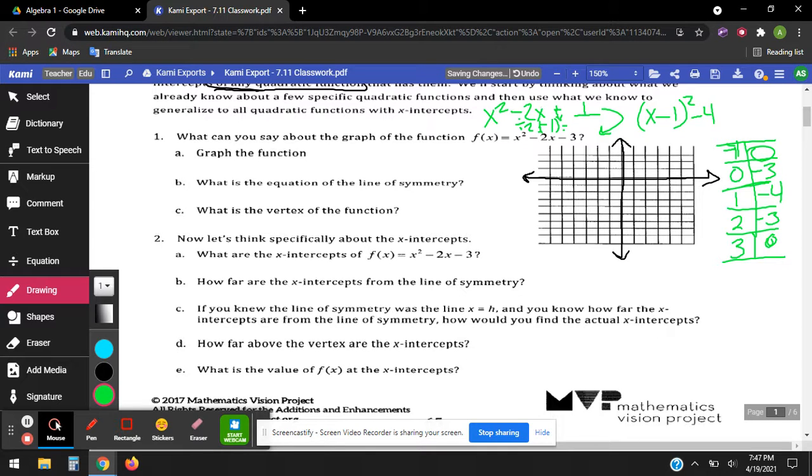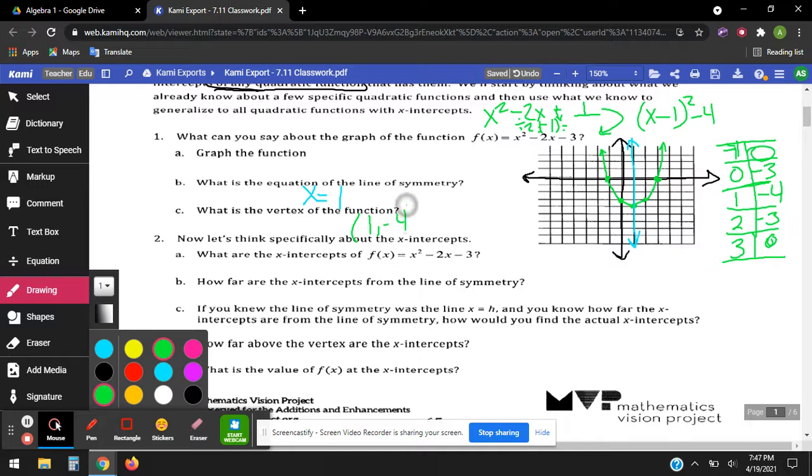So if I graph the function, it's negative 1, 0. It's 0, negative 3. You probably have to draw your lines in there. 1, negative 4. And then back up. All right, so we graph the function. What is the equation of the line of symmetry? The line of symmetry is going to go right through my vertex. So x equals 1, positive 1. What is the vertex? Well, the vertex we found was at 1 comma negative 4.